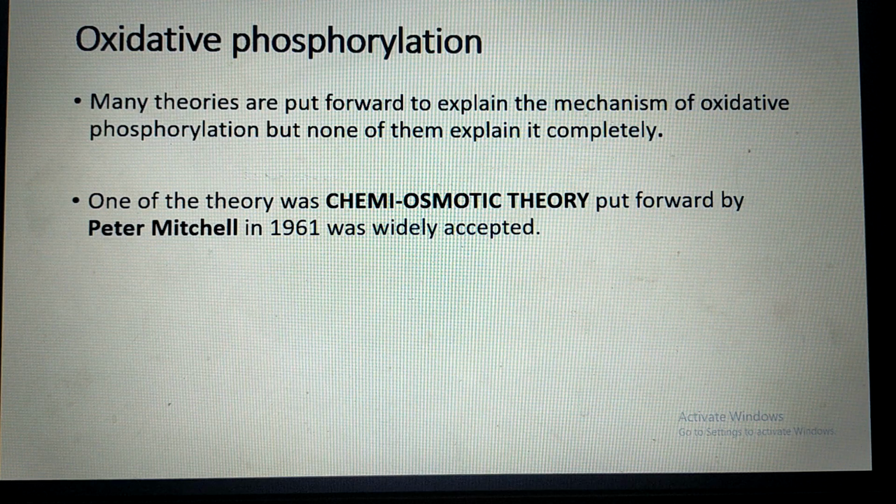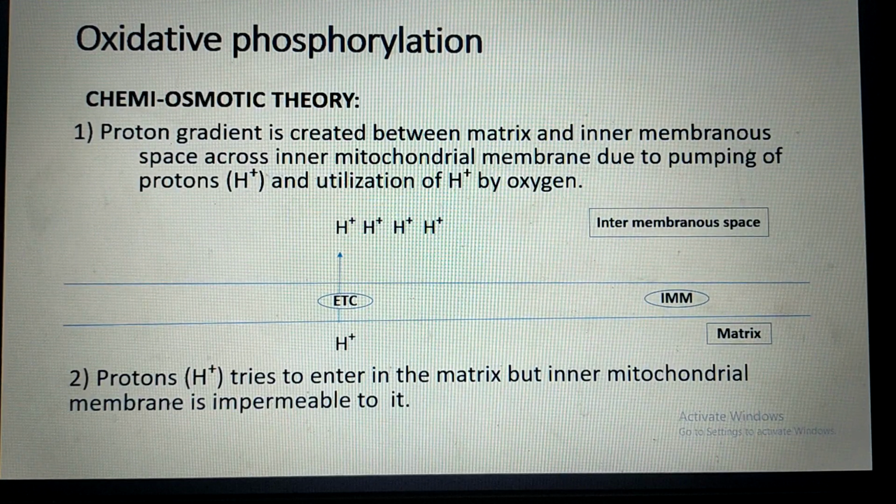Many theories have been put forward to explain the mechanism of oxidative phosphorylation, but none of them explain it completely. But the chemiosmotic theory put forward by Peter Mitchell in 1961 was widely accepted, and we are going to study this theory in detail. Chemiosmotic theory.